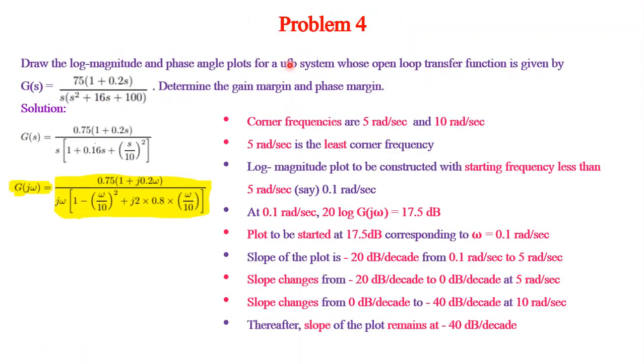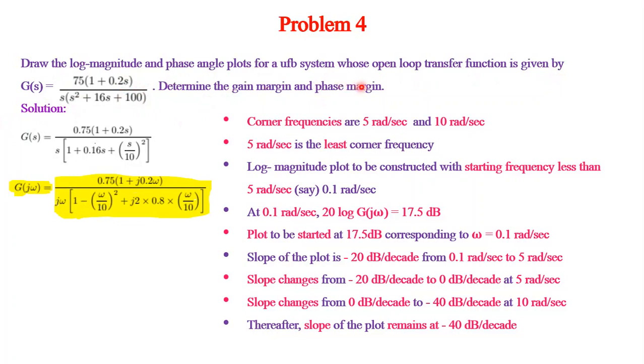Let us start with problem number 4. Because we have already given introduction to all the factors, that is how to draw the Bode plot of different factors, I don't want to repeat it. I have given that in lecture 15, including the second order factor, the complex conjugate pole factor. So draw the log magnitude and phase angle plots for a unity feedback system whose open loop transfer function is given by this. Determine the gain margin and phase margin.